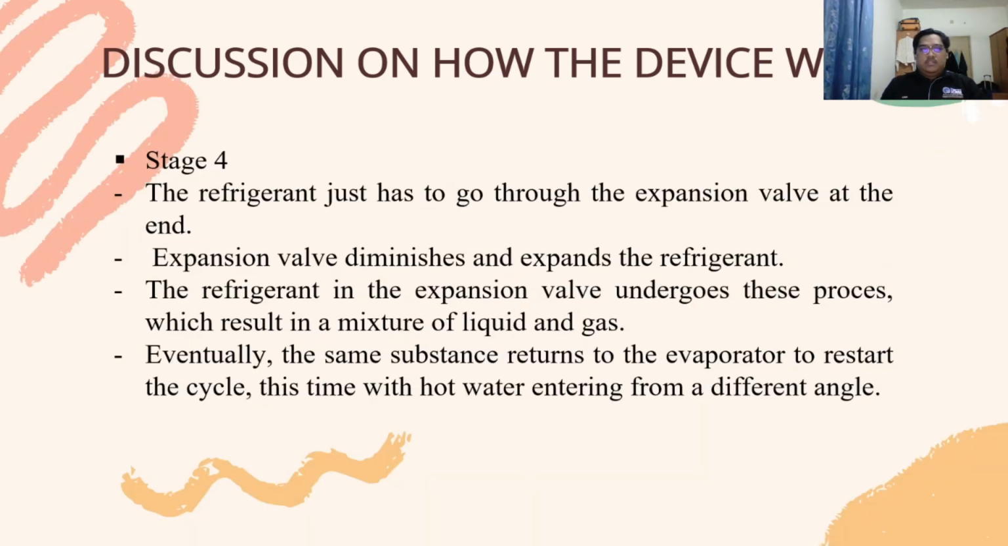For the last stage, which is stage 4, the refrigerant just has to go through the expansion valve at the end. The expansion valve diminishes and expands the refrigerant. The refrigerant in the expansion valve undergoes this process, which results in a mixture of liquid and gas. Eventually, the same substance returns to the evaporator to restart the cycle, this time with hot water entering from a different angle.